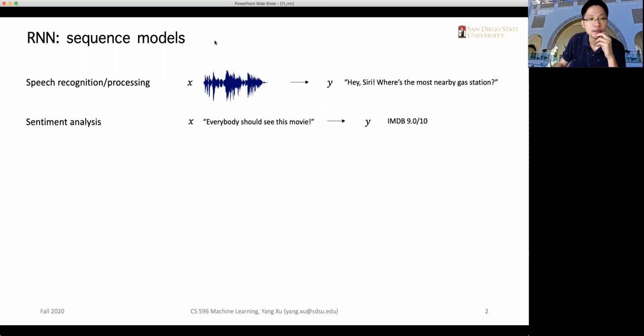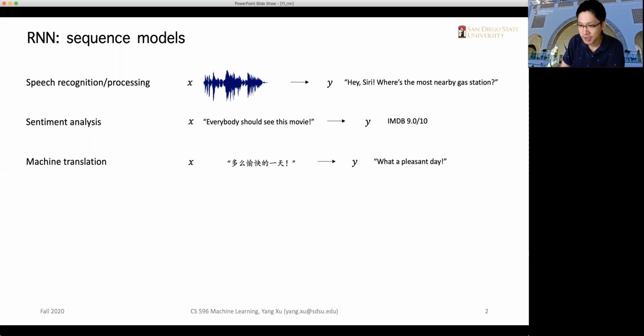Okay. Third example, machine translation. Okay, so this is a very cool technique that nowadays we can use on our phone. Like we type in a sequence of words, or even we can speak to an app, and it can first apply speech recognition to convert what you said to words, to a sentence, and then translate that sentence for you.